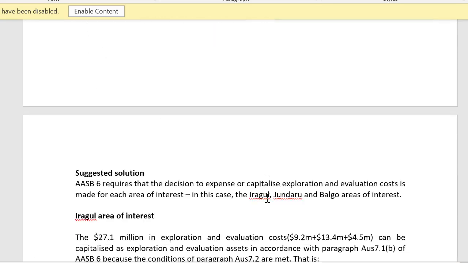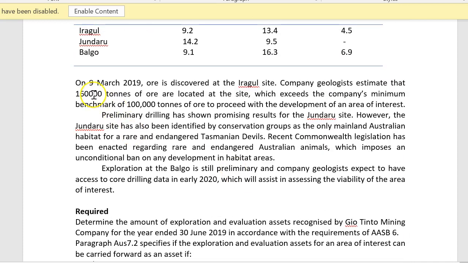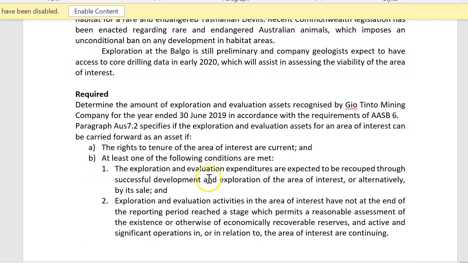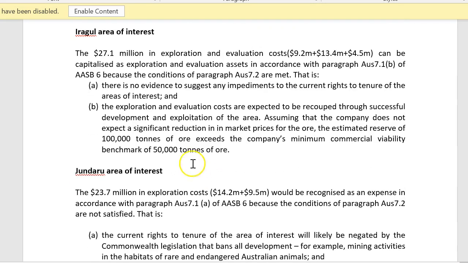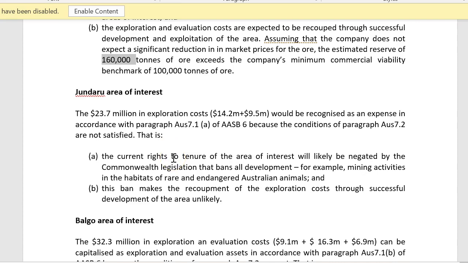I think I need to change this. It says 160,000, benchmark is 100. The answer should be: minimum commercial viability benchmark is 100,000, and the mine is estimated to have a reserve of 160,000 tons, which was an error. Let me fix that up. It's already there now.